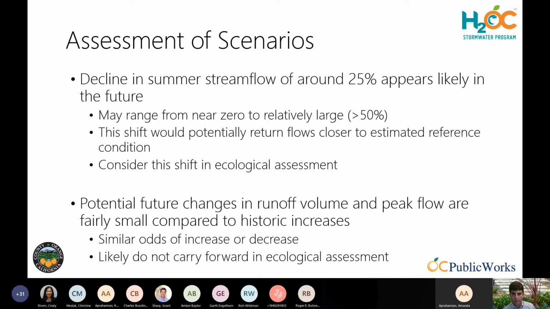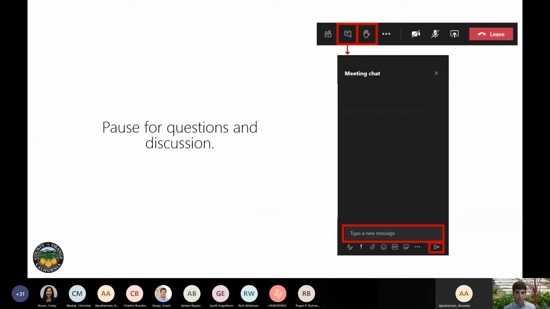And with runoff volume and peak flow, the projected future changes are probably within the noise compared to how much things have changed with urbanization, such that future changes with climate and with water conservation are pretty de minimis and probably don't require a separate assessment and a separate dimension to the analysis. With that, that's the last.